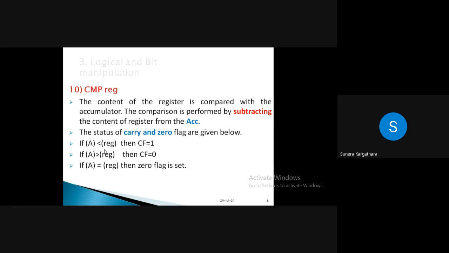How will you find this? Through the flag register. In the flag register, the carry flag and zero flag will be modified based upon this condition. If I say that in my accumulator I have data, which is 35, and in my register also I have some data which is 35, and I am writing CMP B, what will it do? That will compare the content of the accumulator and the register, both are 35, 35. That means my zero flag will be set to 1.